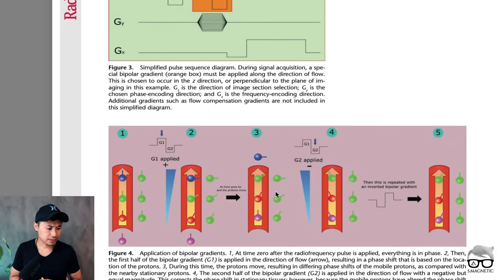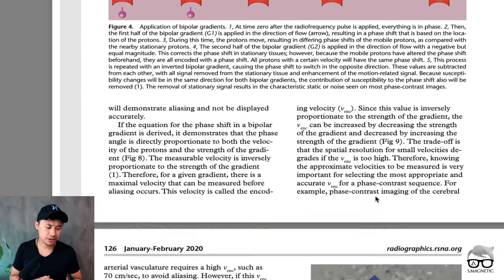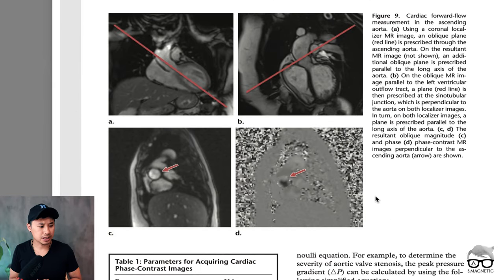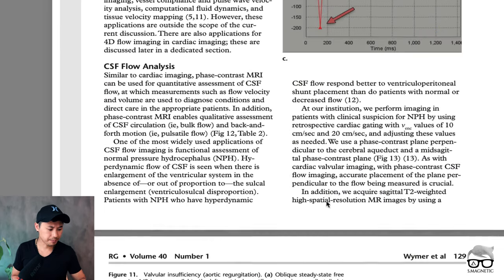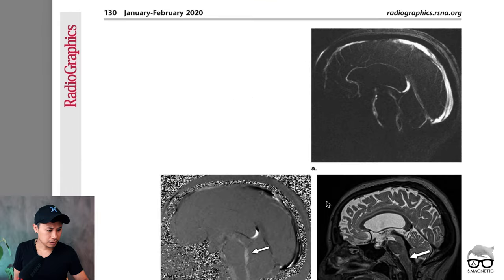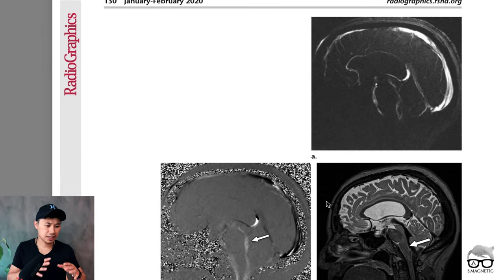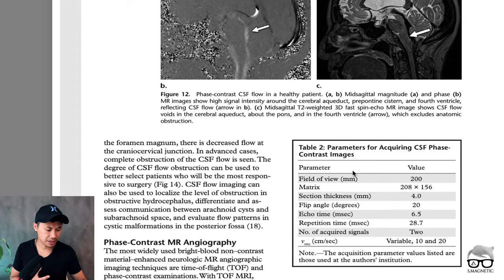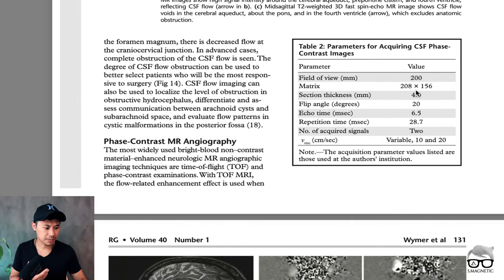It's just nice to see this paper. Along with that, you can see there's flow quantification when it comes to cardiac imaging, and it's also for the brain, which I'm going to show you today. So this is for the brain. This is in-plane when it comes to the CSF ventricles. And along with that, they're also providing some parameter values here. You can optimize and check it out.